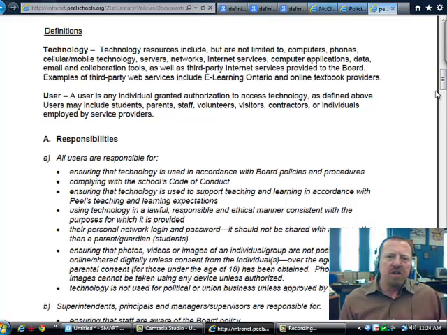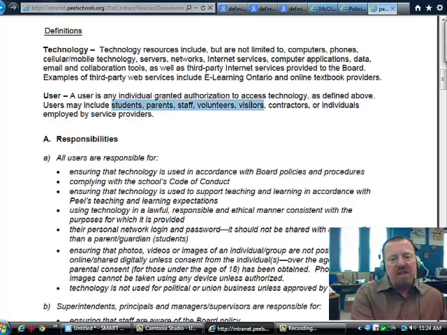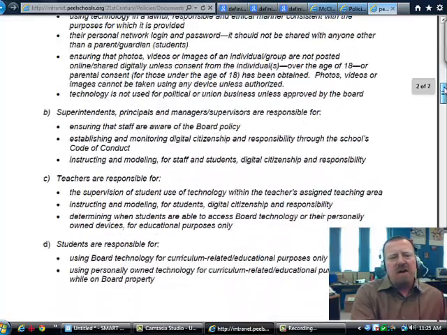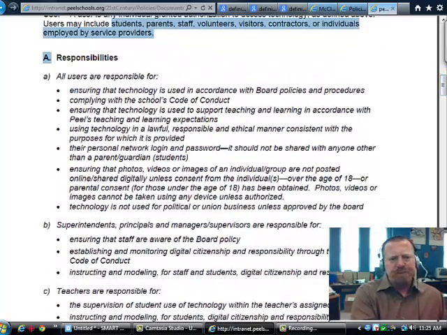There's the definitions of technology and who the user is. And notice when they talk about users, it's students and parents and staff and volunteers and contractors and individuals. Anybody who logs on to the Wi-Fi system in a school is considered to be users. And that includes teachers. We have responsibilities and rights here, just as our students do, just as the superintendents and the principals and everyone else does. So the policy starts off with a basic idea of what everyone's responsible for.